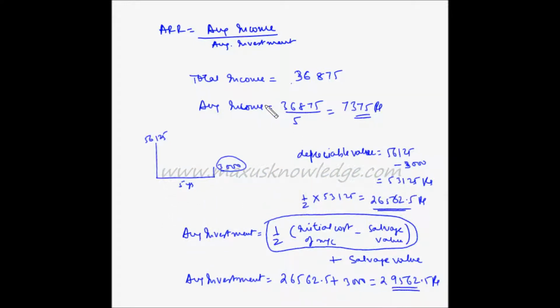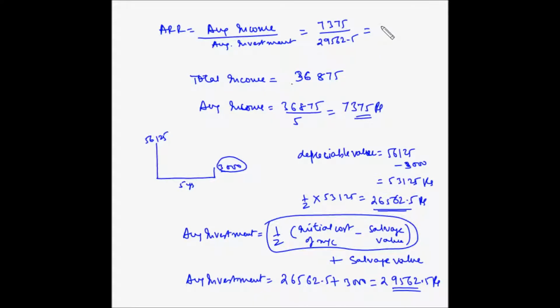So we have the average income, we have the average investment. So ARR becomes 7,375 divided by 29,562.5, which is equal to 0.24947 or 24.947%.